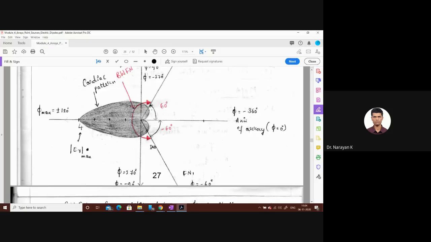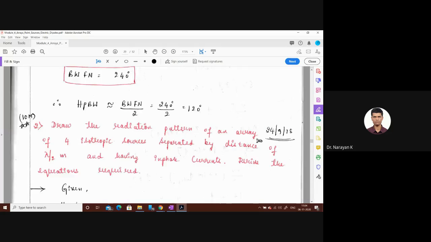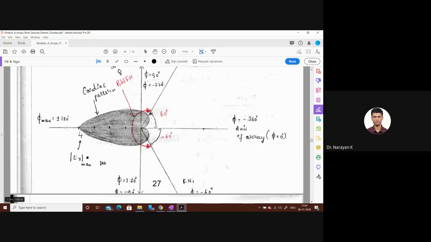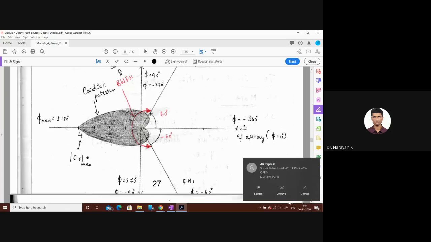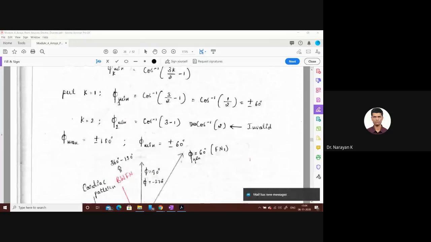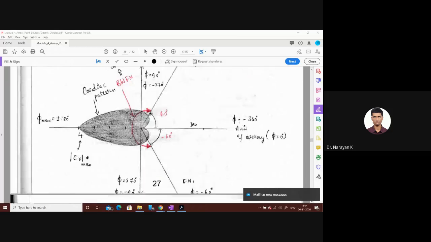Now take down the next question. Draw the radiation pattern. All of you are clear with this problem, the pi by 3 problem? This pi by 3 is a unique problem. So you will get some cardioid shape as your power pattern. Is it clear? All of you clear? Yes, sir. Okay. Now shall we do the next question?